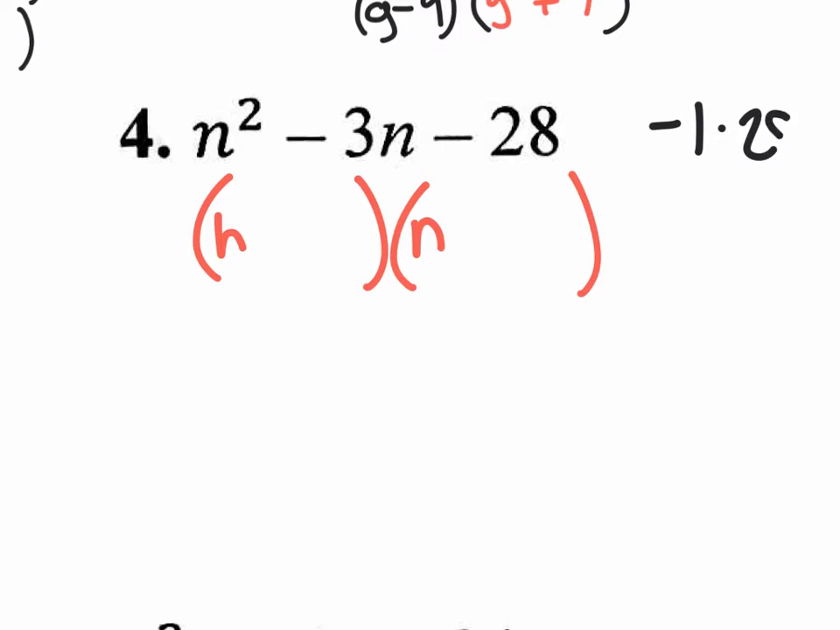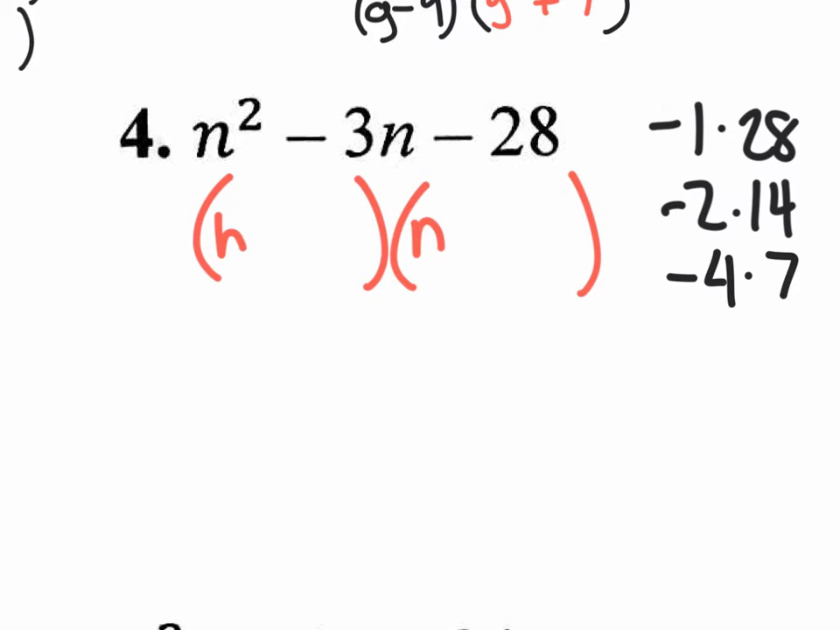Negative 1 times 28. If I add those, do I get negative 3? No, I get 27. So that didn't work. How about negative 2 times 14? If I add those, do I get the middle value, negative 3? No, so that's not it. Okay, how about negative 3? Negative 3 times something gives me 28? No. How about negative 4? Negative 4 times 7, right? If I add those, does that give me negative 3? It gives you a positive 3.